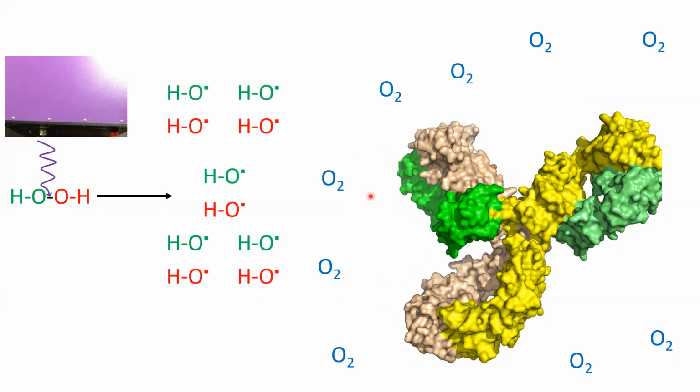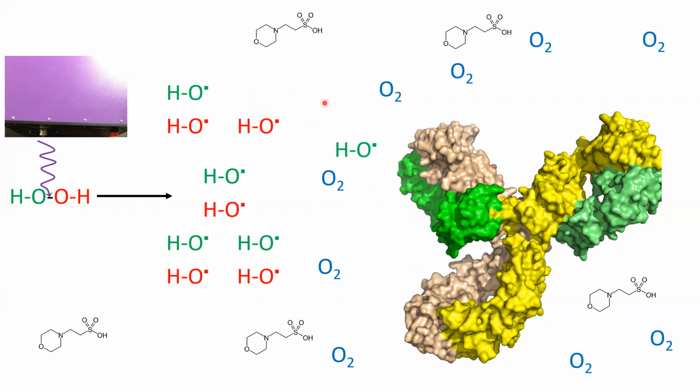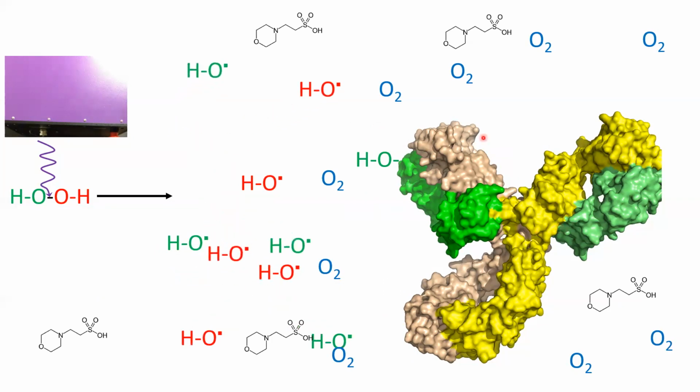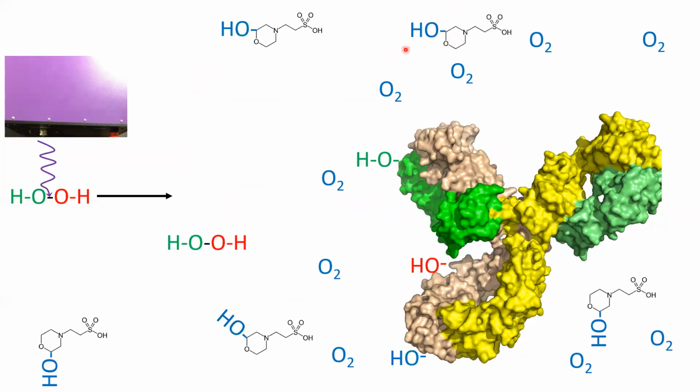So let's take a look now at what happens if we add in a new player, in this case an organic buffer. You still have the hydroxyl radical that diffuses to the surface of your protein. But in addition, there's now a new reaction pathway for the hydroxyl radicals. They can react with one another to recombine. They can react with the amino acids on the surface of your protein to oxidize the protein. But they can also diffuse to the organic buffer and react with the organic buffer, oxidizing the buffer molecules.